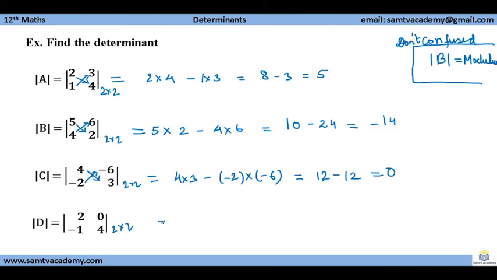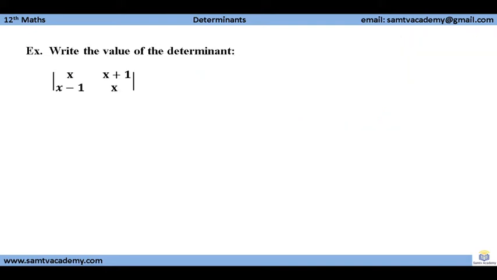Next we will see D. What is the value of D? We will take the principal diagonal minus the remaining diagonal. So 2 into 4 minus 1 into 0. This will make it 0. So the answer will be 8. Like this we have to find the value of determinants for order 2 matrices. Next we will solve these questions so that you understand better.